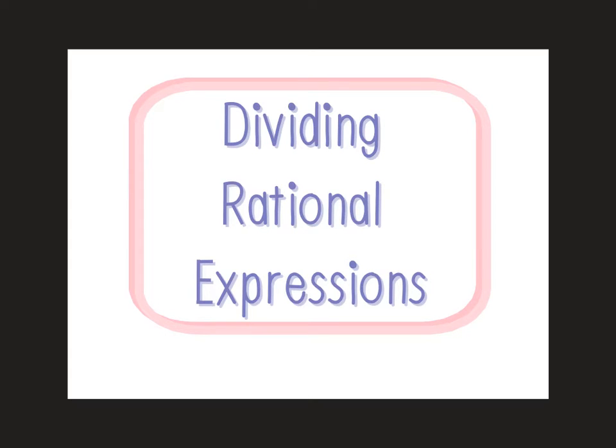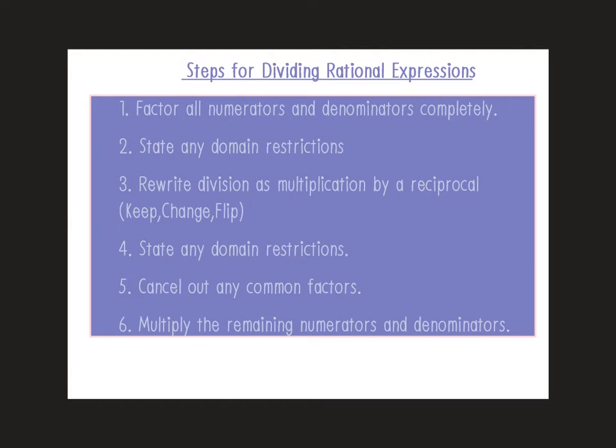In this video, you'll learn how to divide rational expressions. The steps for dividing rational expressions are to factor all the numerators and denominators completely, state any domain restrictions, rewrite your division problem as multiplication by a reciprocal, so we always say keep, change, flip, state any domain restrictions one more time, cancel out common factors, and then multiply your remaining numerators and denominators.